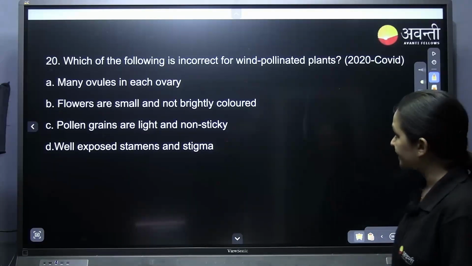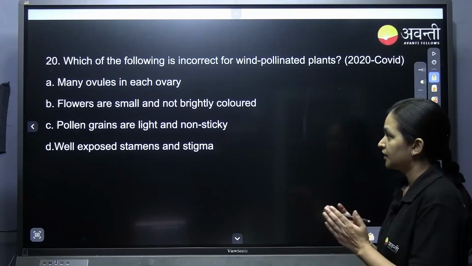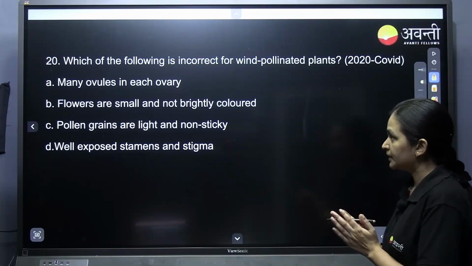Which of the following is incorrect for wind pollinated plants? Many ovules in each ovary.